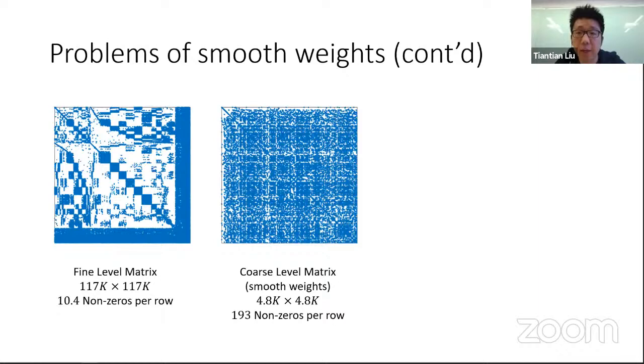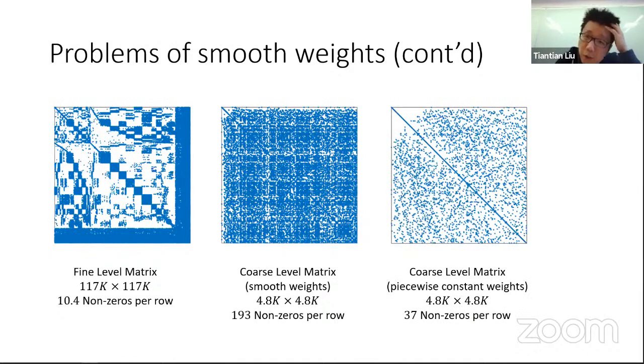And when interpolating using smooth weights, here we interpolate using bounded biharmonic weights, the coarse level matrix, which has only 4K rows and columns, will have on average 193 non-zeros per row, and it will be worse and worse in further coarser grids. And our choice of piecewise constant weights will reduce the number to 37. Note that this is only a two-grid V-cycle as a toy case. When you pass the non-zeros to denser and denser coarse level matrices using smooth weights, it will hurt the performance of coarse level solvers a lot.